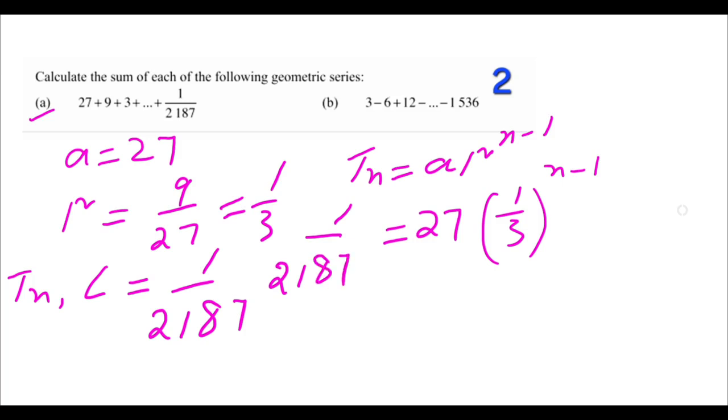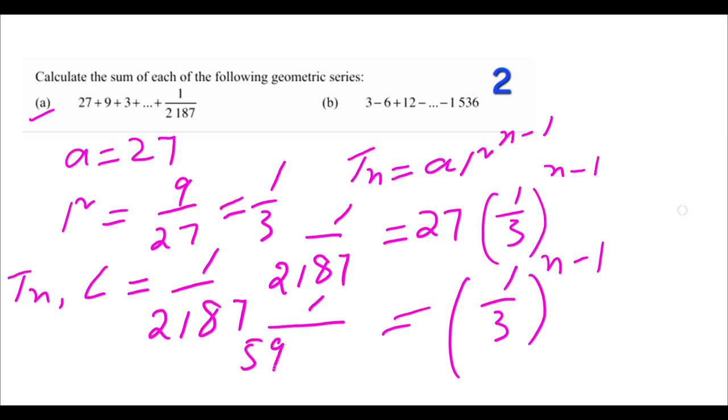Now I'm going to simplify. So my subject of the formula is n, and we need to find n. So 1 over 3 to the power n minus 1 I leave as is. 27 I switch over this side, it becomes a division, so it's going to be 1 over 2187 multiplied by 27, that will give me 1 over 59,049.